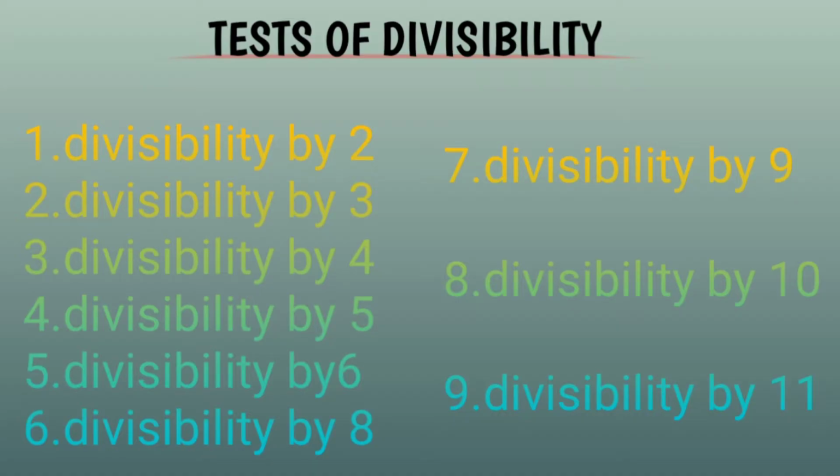Tests of divisibility. We have 9 methods for finding divisibility. They are: divisibility by 2, divisibility by 3, divisibility by 4, divisibility by 5, divisibility by 6, divisibility by 8, divisibility by 9, divisibility by 10 and divisibility by 11. At the end of this section, I will explain divisibility of 7 also.